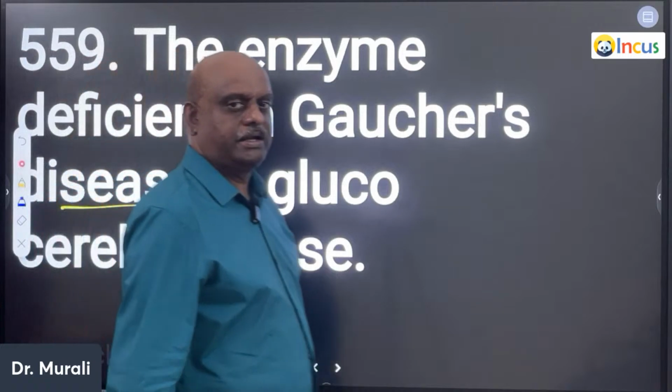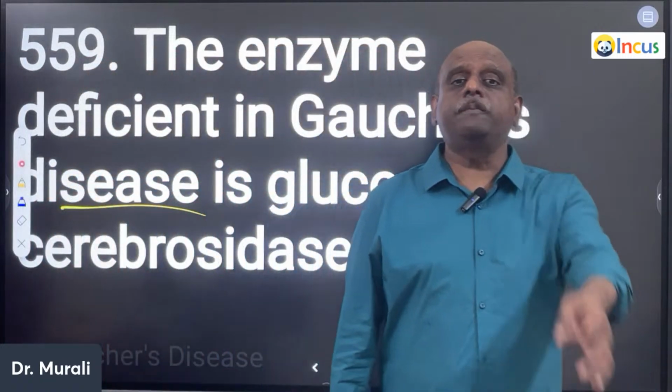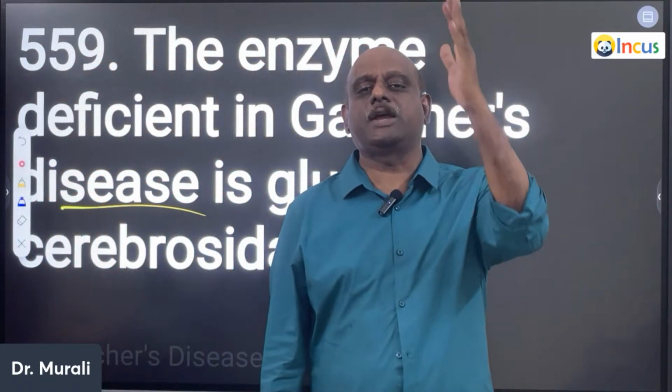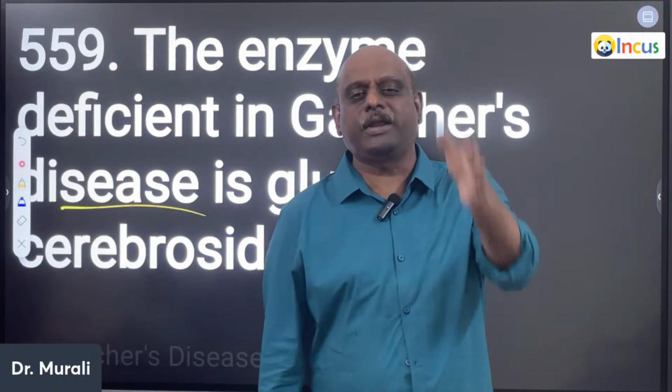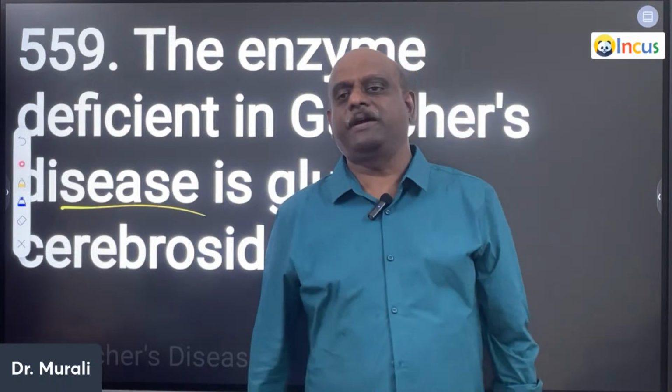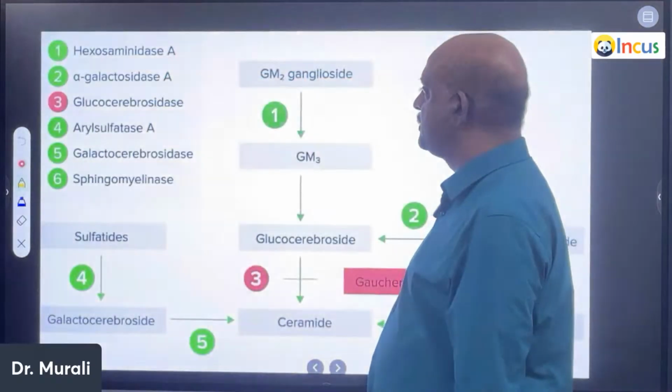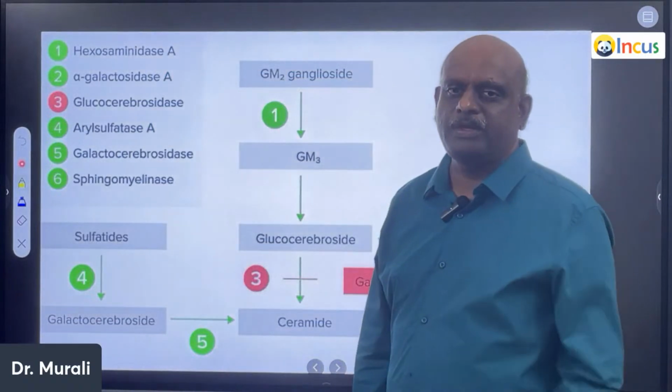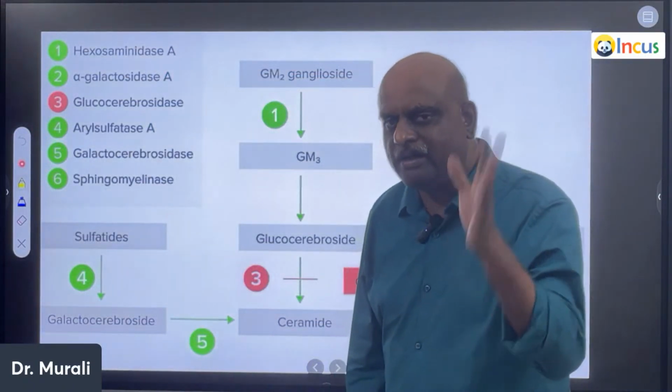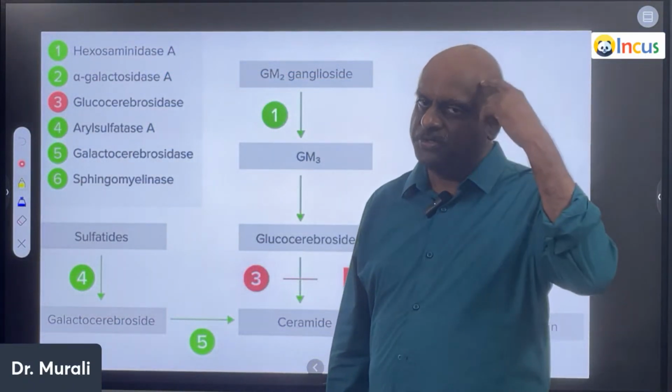What is deficient of? Glucocerebrosidase deficiency is Gaucher's disease. Any number of times you take the NEET PG exam, this is one favorite question which is going to be asked. So this very, very fundamental image should sit in your mind.